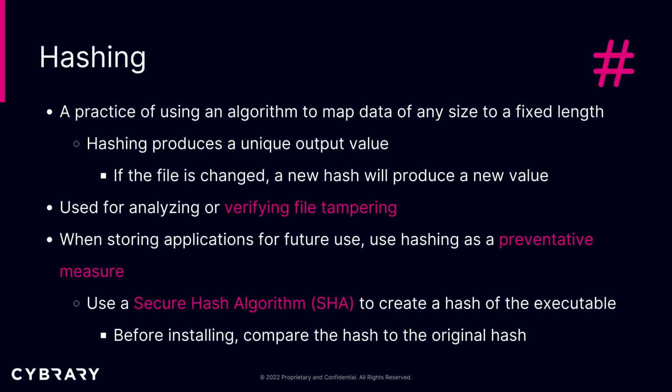Now, we talked about downloads and downloading applications for further use. You've probably seen this next utilization. What we're speaking about is hashing. Hashing is the practice of using an algorithm to map data of any size to a fixed length. Hashing produces a unique output value. If the file changed, a new hash will produce a new value.